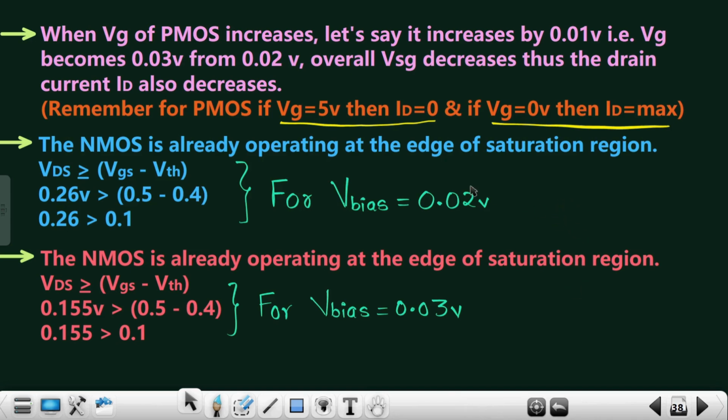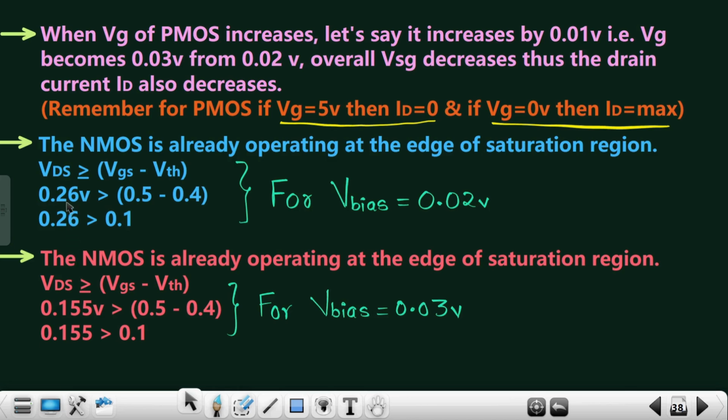I hope this part is absolutely clear, guys. Now you just focus over here. The second point: the NMOS is already operating at the edge of the saturation region. We know for NMOS to operate in the saturation region, the condition is that VDS should be greater than or equal to VGS minus VTH. VDS is 0.26 volts. The value for VGS is 0.5 volts, which we calculated theoretically, and the threshold is given in the equation, it is 0.4 volts. So VGS minus VTH is 0.1 volts, and my 0.26 volts is greater than 0.1 volts. So it is almost at the edge of the saturation region.